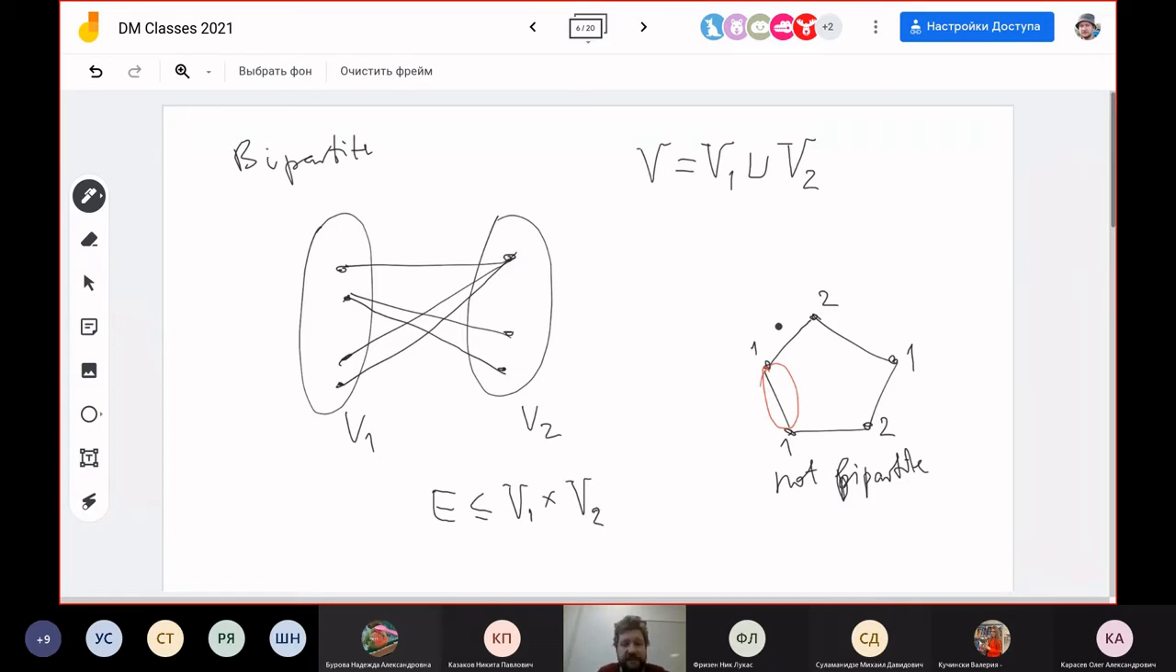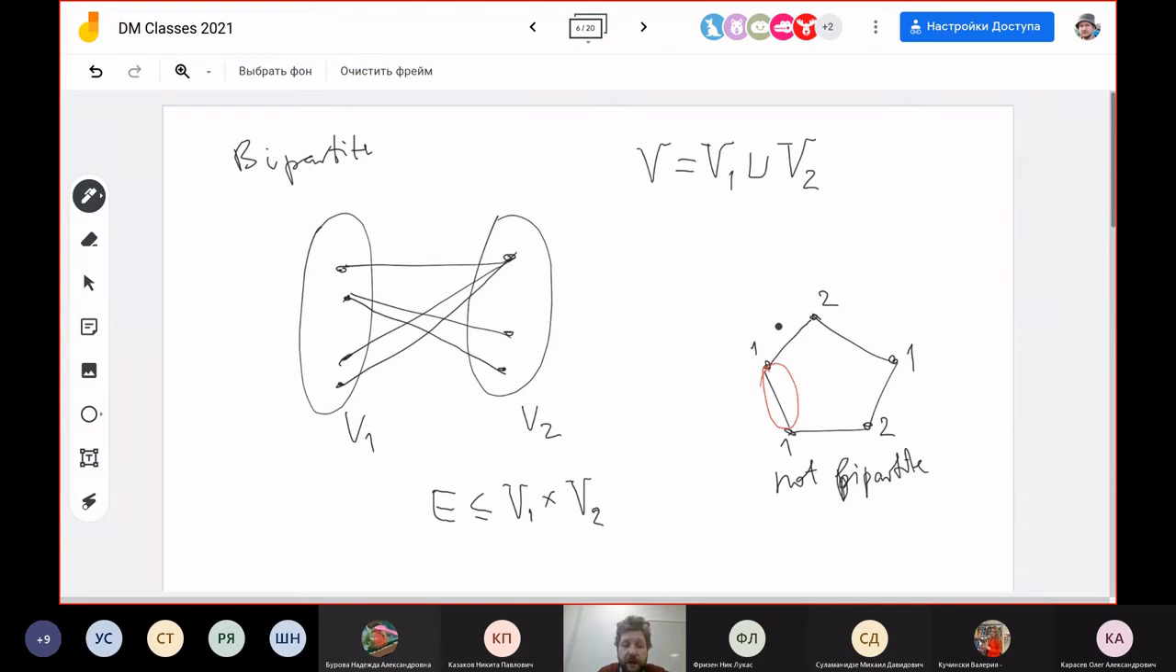Another thing which is good for bipartite graphs is that if your graph is bipartite, then some algorithmic problems, which are in general quite hard, could be NP-hard, for example, or even harder, become simpler for bipartite graphs and polynomially solvable. Yep. So this is just the general information about bipartite graphs you should keep in mind.